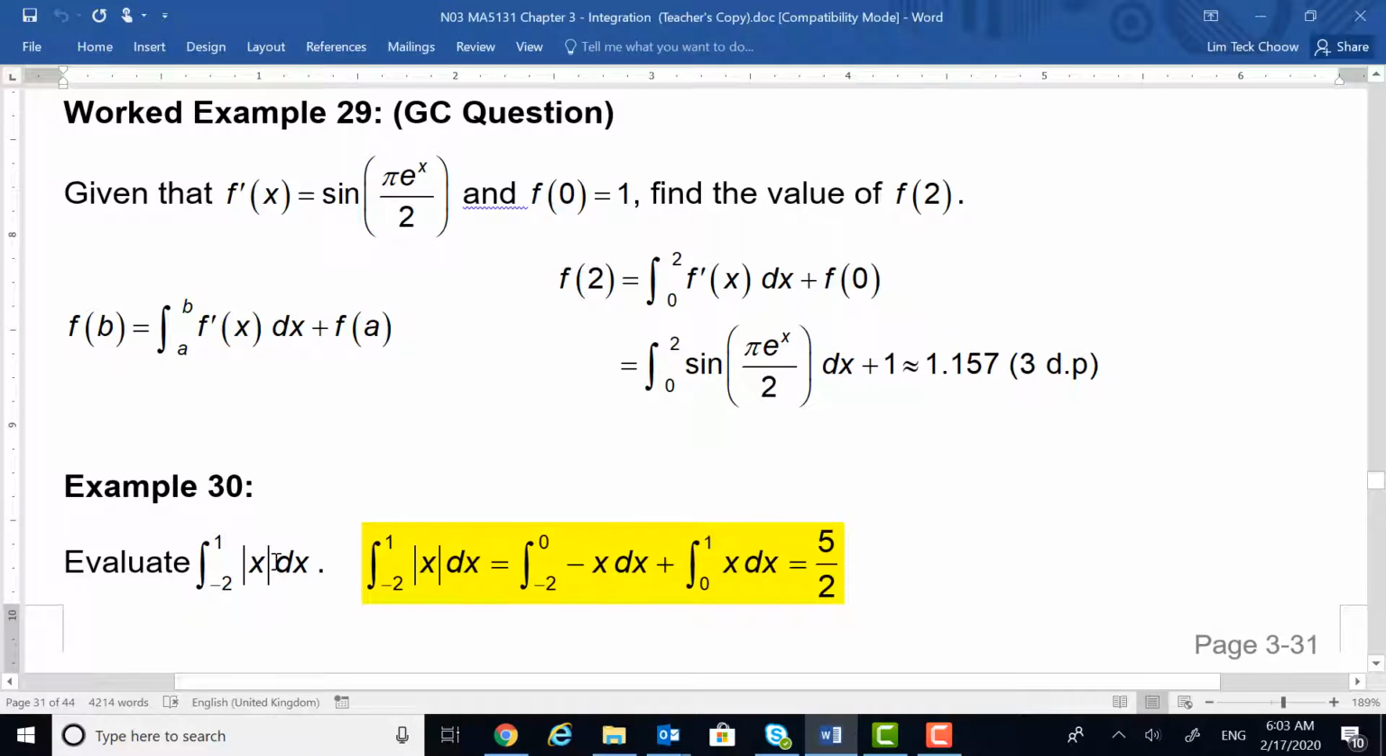Example 30, if you're trying to integrate a modulus, the way to integrate a modulus is you must break into intervals from -2 to 0. Within this interval from -2 to 0, this function inside is negative, so remove the modulus using a minus, and then from 0 to 1 of x, and then just perform the usual integration. Alright, give someone to take a look.